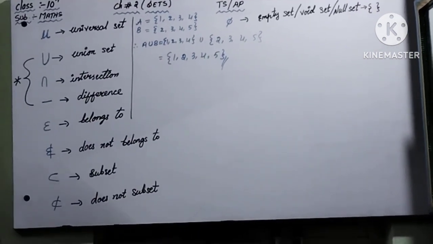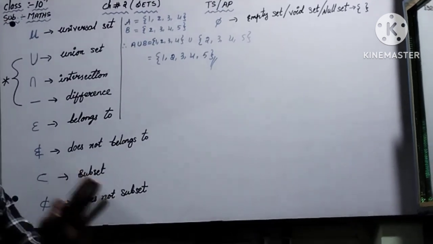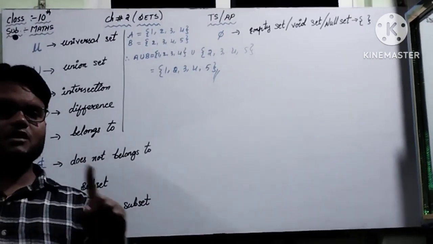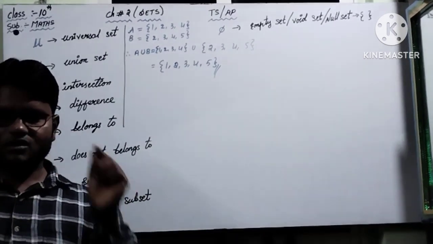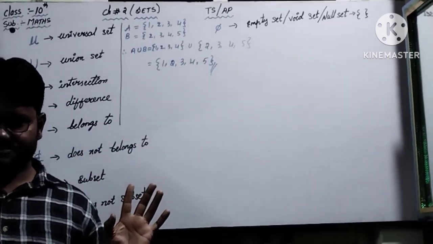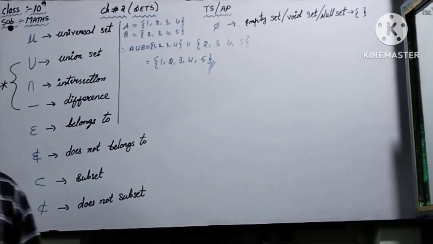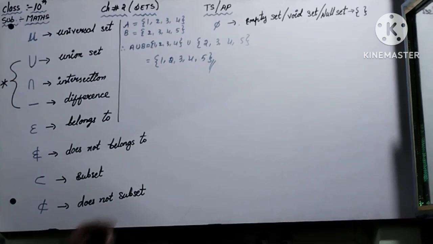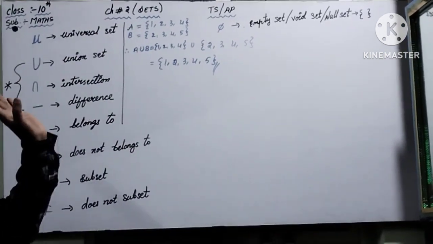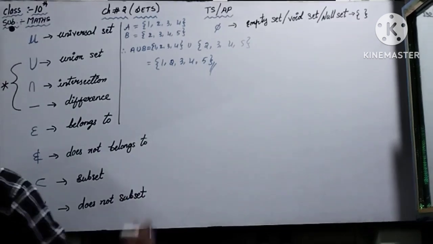Understand? Union means write all the elements, but don't repeat the elements. Only a single time you have to write each element. That is union. Any doubts? I am using these two sets only. Here A elements are 1, 2, 3, 4 and B elements are 2, 3, 4, 5.